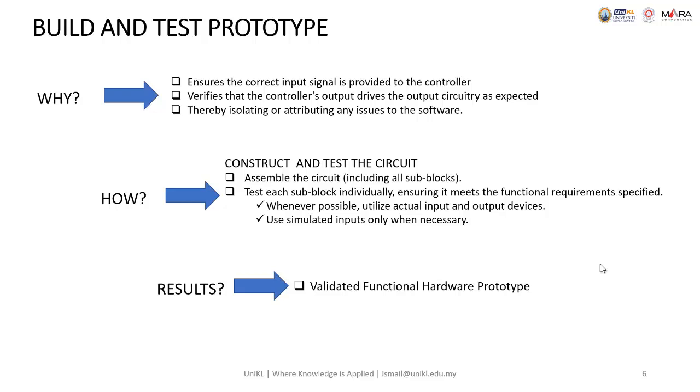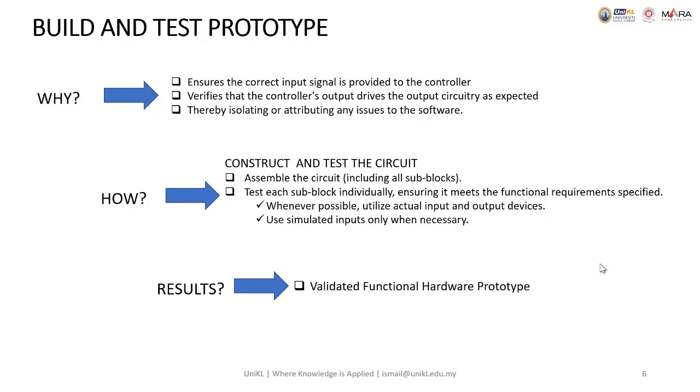Okay, next we go to the build and test prototype. Why do we conduct this stage? It is to ensure the correct input signal is provided to the controller. The controller can accept low voltage TTL, 3.3 volt. So ensure that the voltage is at 3.3 volt, for example. The input to the analog channel should be not more than 3.3 volt, right? So we need to ensure that, for example when the input is 200 volt, you need to step it down.